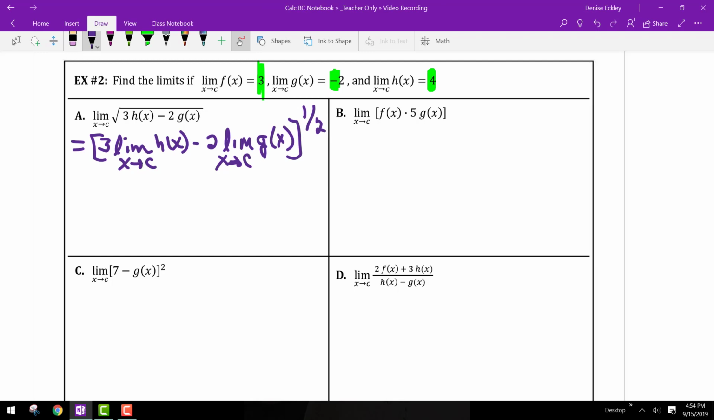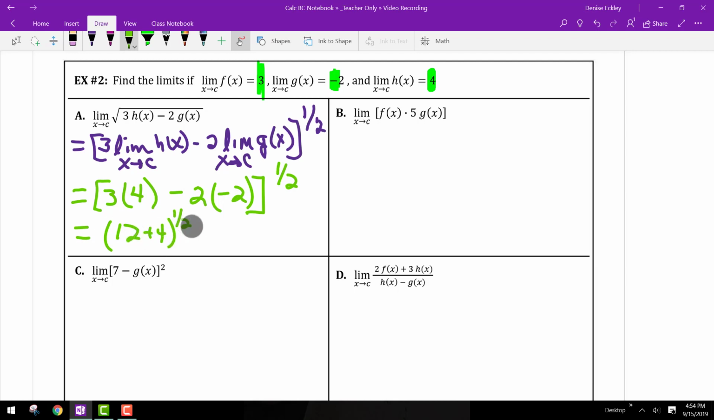So substituting in everything we know, this is going to be 3 times the limit of h, which was given as 4, minus 2 times the limit of g, which is -2, and we're taking that to the 1/2 power. So we get 12 plus 4 to the 1/2 power, which is 16 to the 1/2 power, which equals 4. Okay, letter B.